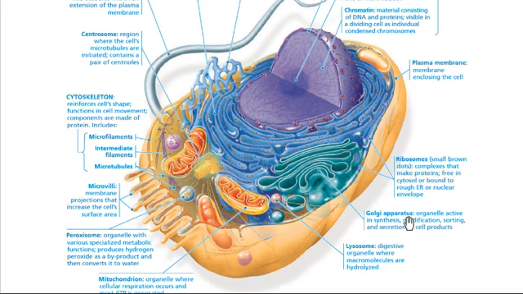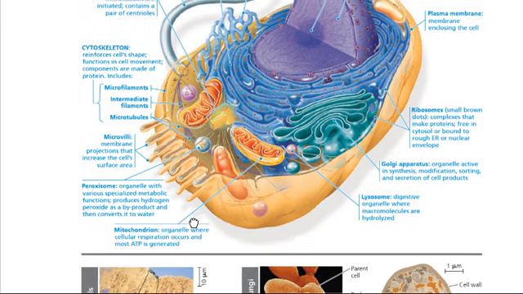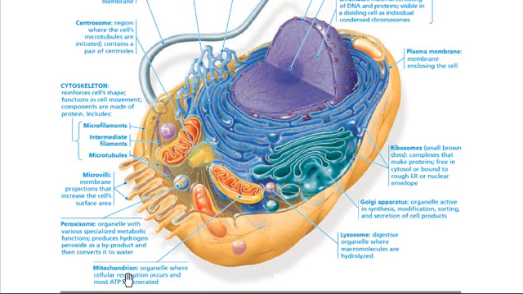Then we have Golgi apparatus, which is also known as the post office of the cell, and responsible for packaging, sorting, tagging, and shipping of proteins. Then we have lysosomes, which are also known as suicidal bags because they carry enzymes. And we have mitochondria, which is the powerhouse of the cell, where the Krebs cycle and electron transport chain, the two steps of the cellular respiration, take place.